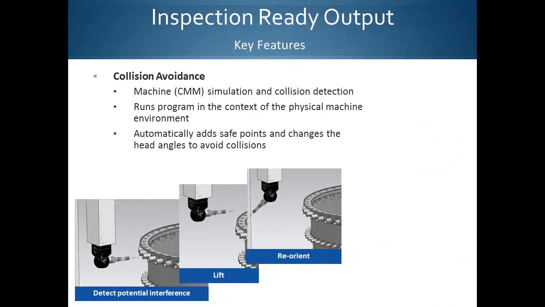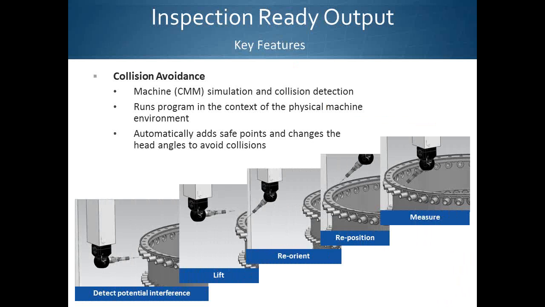Okay, so we have collision avoidance and collision detection. This intelligence is built in. So if you tell it to check for collision avoidance, it's going to automatically prevent you from auto-wrecking your machine. So that's a good feature.